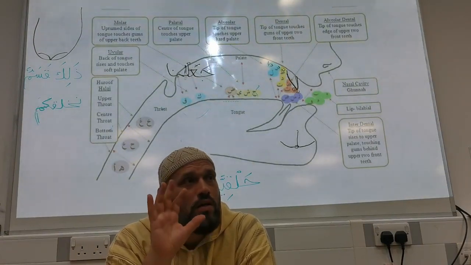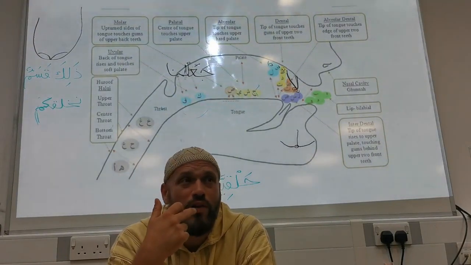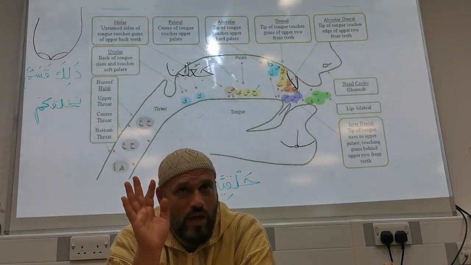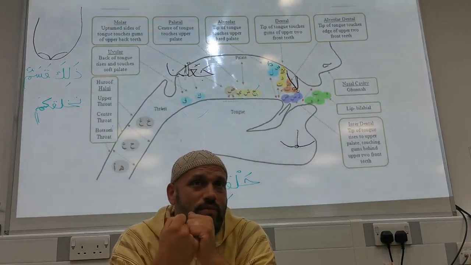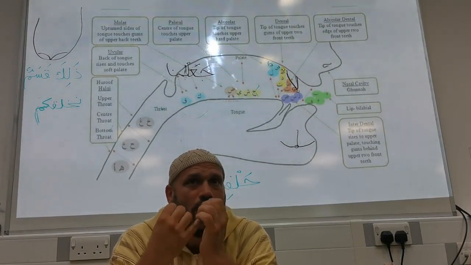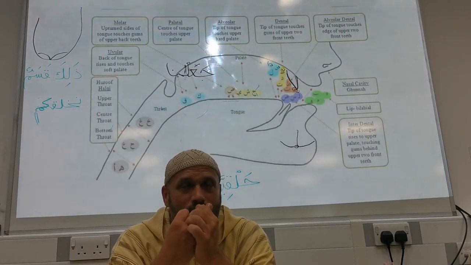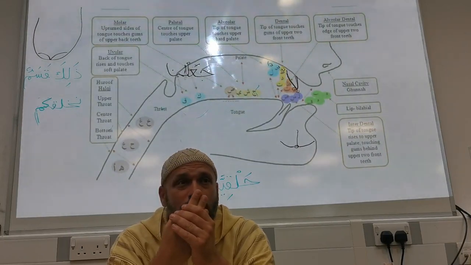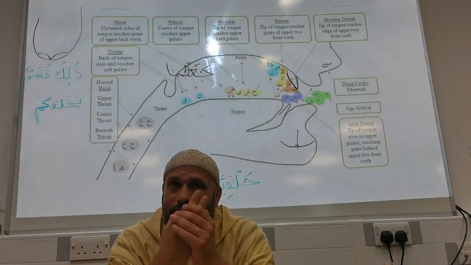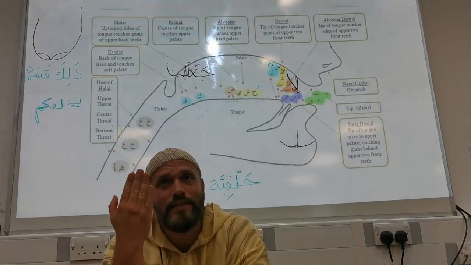Okay. The last letters for today, before we have that little tiny break, are the letters of the lips. We've seen all the letters of the tongue. What did we see? We saw the back of the tongue, which was the qaf and the kaf. We saw the last two-thirds of the tongue, which was for dhaad. We saw the middle of the tongue, which was for the jim, sheen and ya.